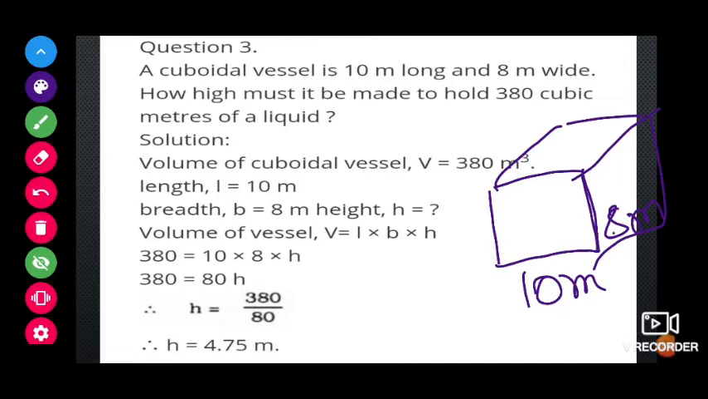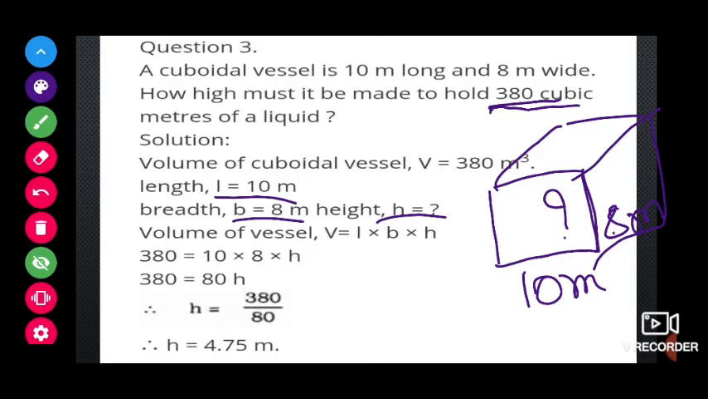They are given the volume of the cuboid as 380 cubic meters. Now, how much height should we have to hold this 380 cubic meters of liquid? They gave the length as 10 meters and breadth as 8 meters. Height we don't know, just take it as h.